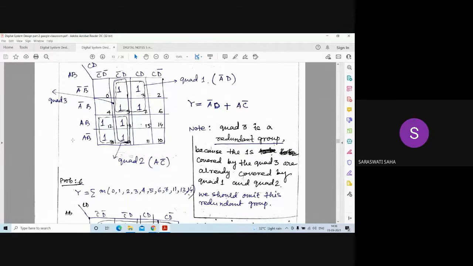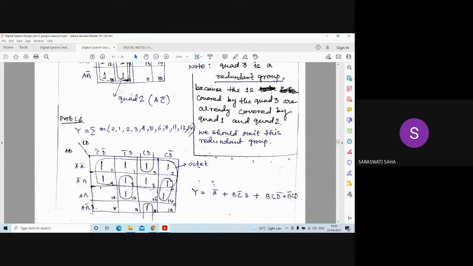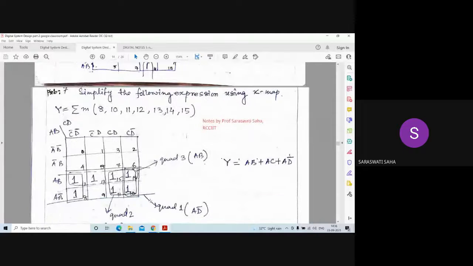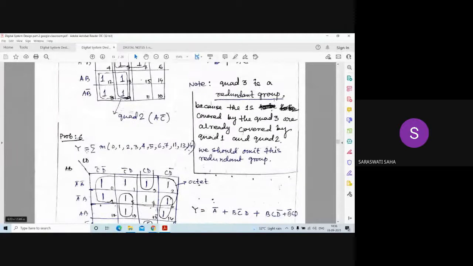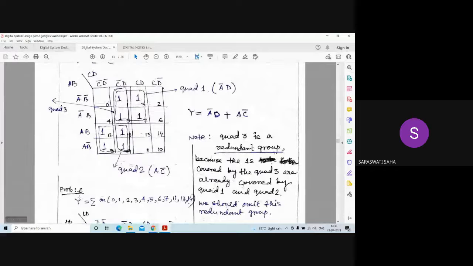So please take this problem 6 and try to solve it at home. Just write these expressions, okay? Problem 6: 0, 1, 2, 3, 4, 5, 6, 7, 11, 13, 14.